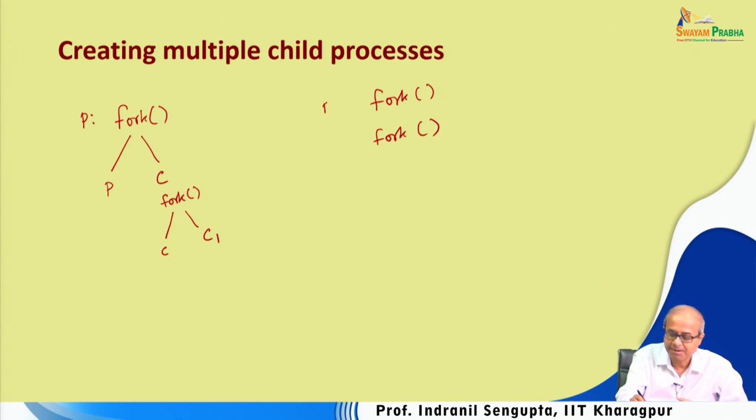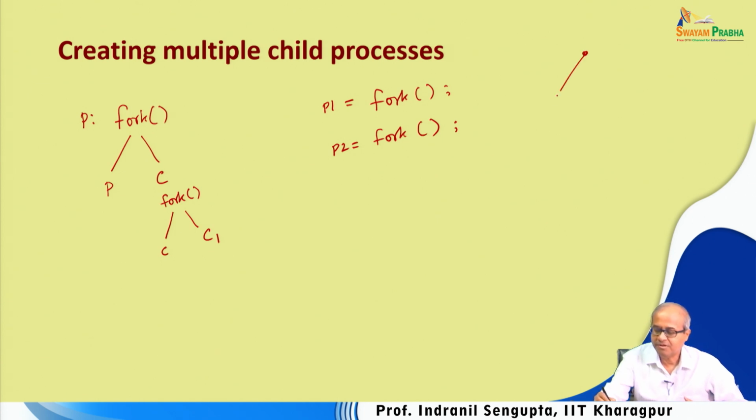Let us say PID 1 equal to fork, PID 2 equal to fork. There are 2 statements one after the other. Let us understand what will happen here. The first fork statement will execute. So, there will be 2 processes which will be created, one parent, one child.